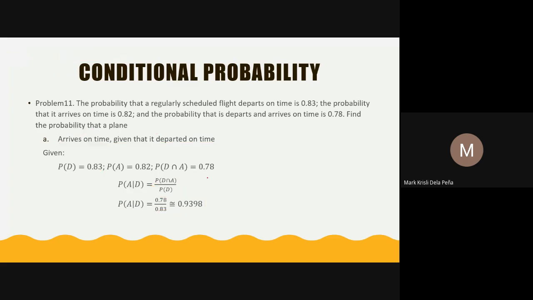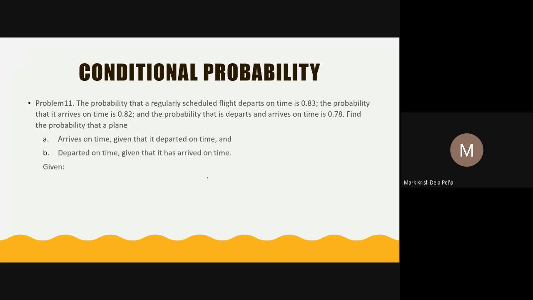Now let's proceed to the second question. Okay, it's now a different situation here because our condition is now that it has arrived on time, and we are solving for the probability that it departs on time, based on our given condition. So same given values, and now take note that our denominator has changed because this is now the condition.